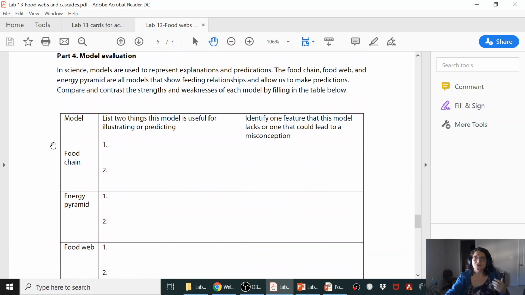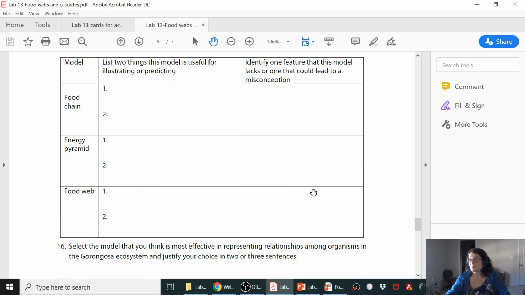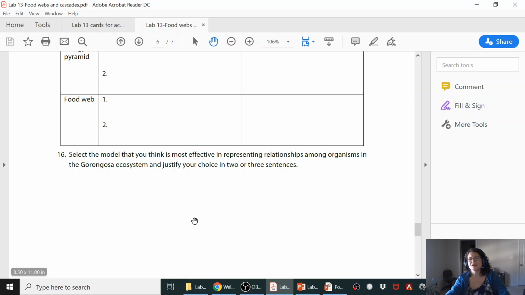All right, and then you evaluate the models, meaning things like for the food chain, list 2 things this model is useful for illustrating or predicting. It's illustrating the flow from one organism, from the producers to the top. Okay, energy pyramid is a way to describe things. Some of them, obviously the food web is capturing some complexity, but not the energy pyramid complexity, okay? And then this is up to you, but figure out which one you think represented the Gorongosa ecosystem best.